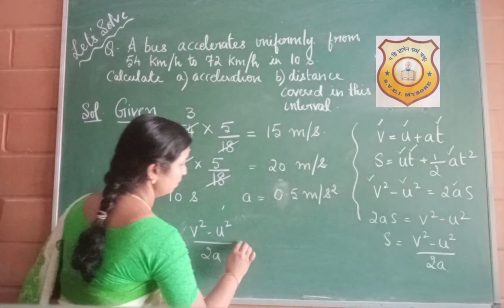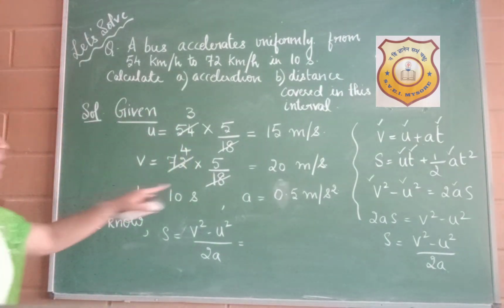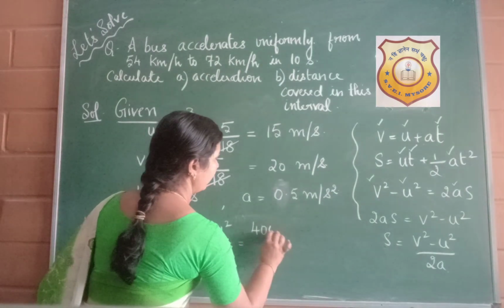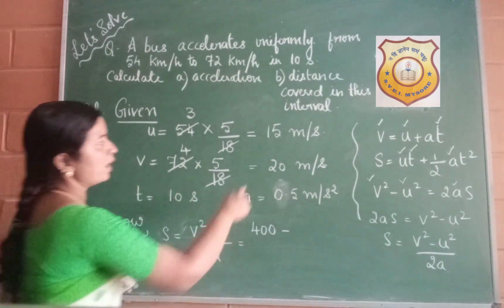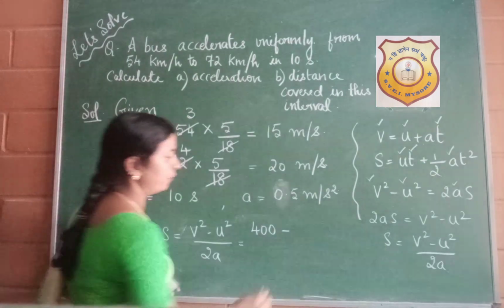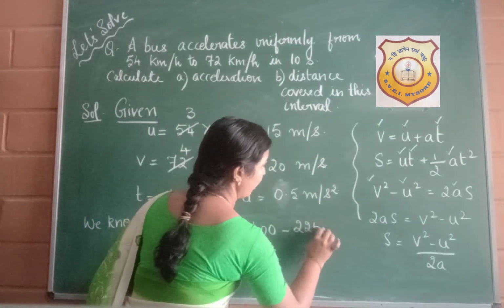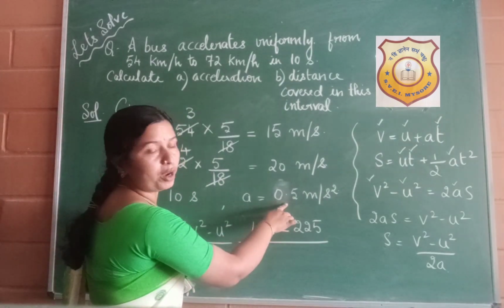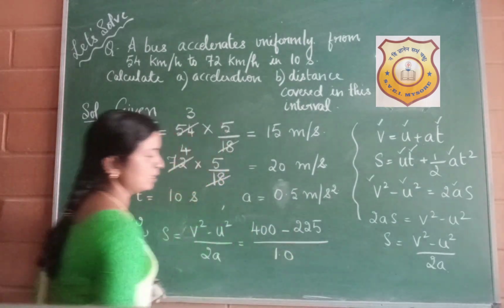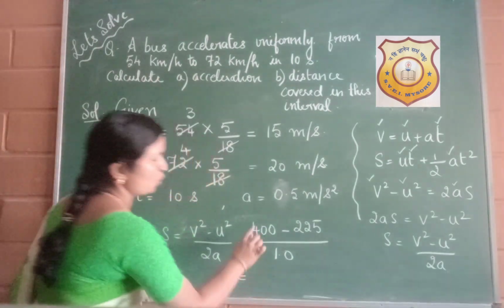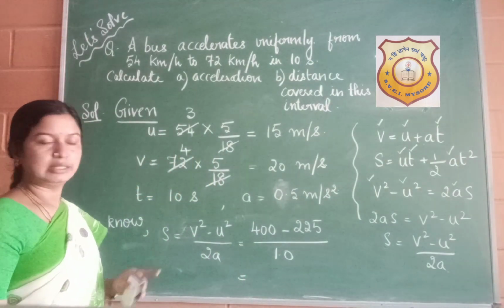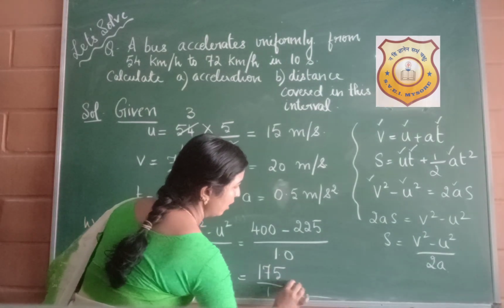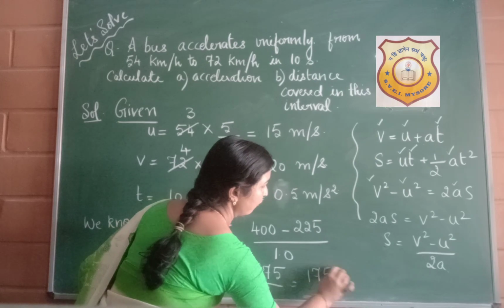Substitute the values now. V square means 20 square, 20 into 20, which is 400, minus u square, 15 square, 15 into 15, 225, by 2a, 2 into 0.5, which is 1.0. So 400 minus 225, subtract it and check, you will get 175 by 1, which is again 175 meter.